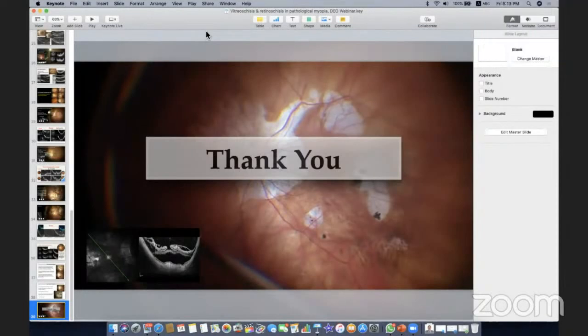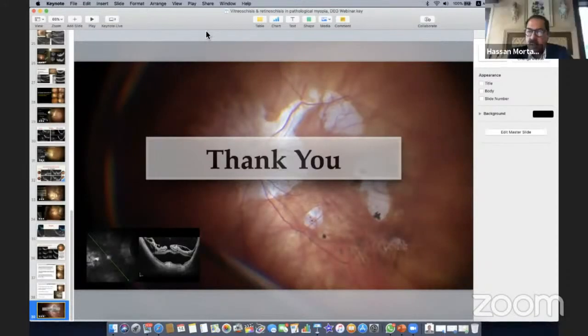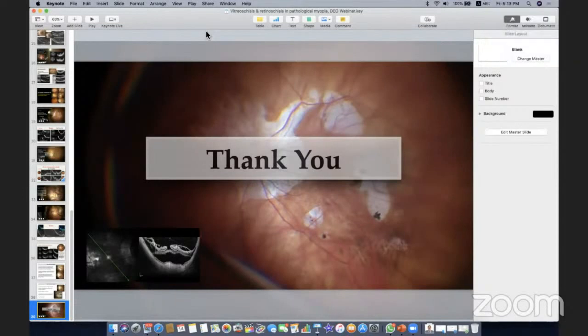Sir, in such high myopic eyes, while peeling at the posterior pole, do you use a contact system or the wide angle system? No, I'm using a non-contact system. And so, sir, if you are using a non-contact system, does it happen to you that while peeling, the rim of the wide angle system touches your forceps, the handle of the forceps? Yes, very good question.